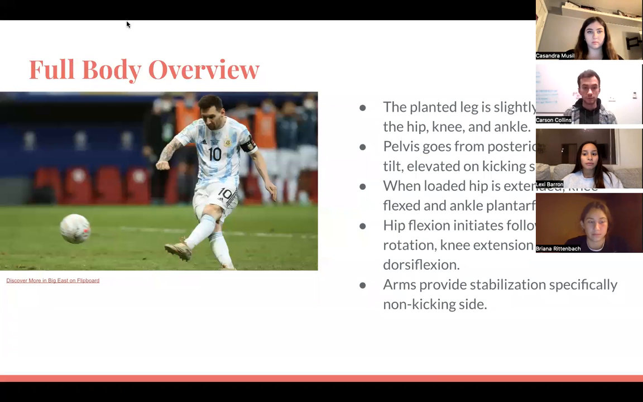And then notably, especially for professional players, the arms play a huge role in stabilizing, specifically the non-kicking side arm. It's going to be abducted and horizontally extended, as that has been found to provide the most balance.